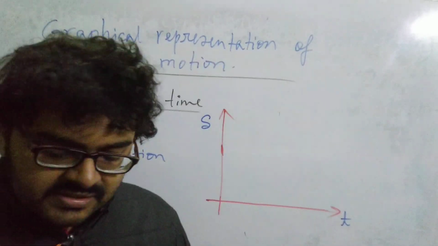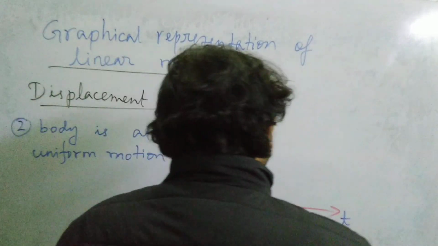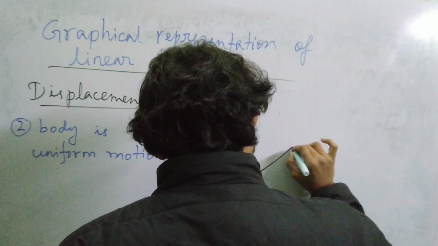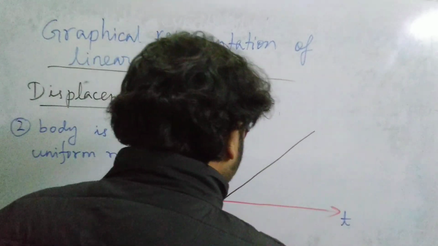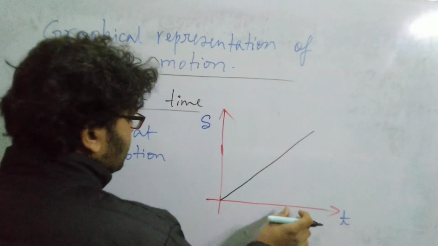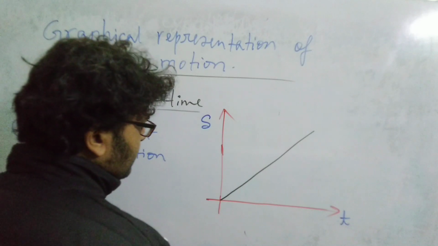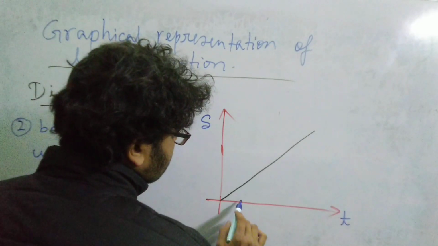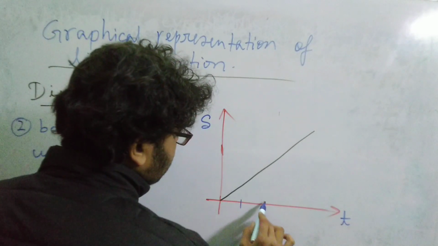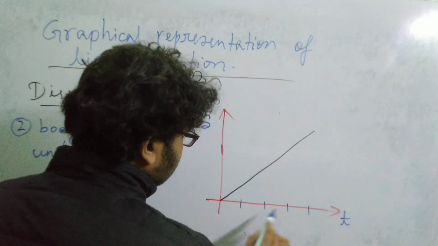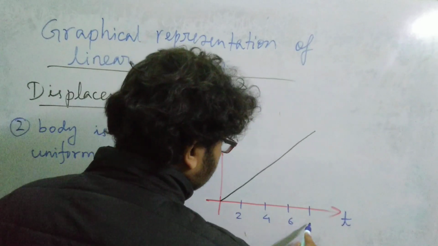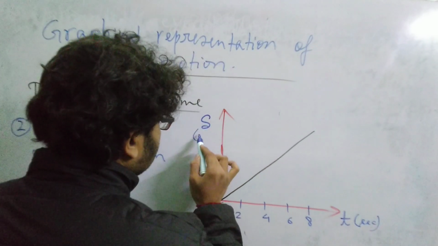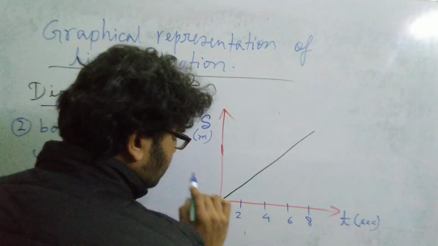So if the body is starting from the origin, then it will be just a straight line passing through the origin, like this. If I consider certain 2 second time frames, you will see that it is covering equal distances. So say this is 0 second, then 2 second, 4 second, 6 second, 8 second, 10 second. These are all in seconds. And if I consider the displacement in meters, then see.